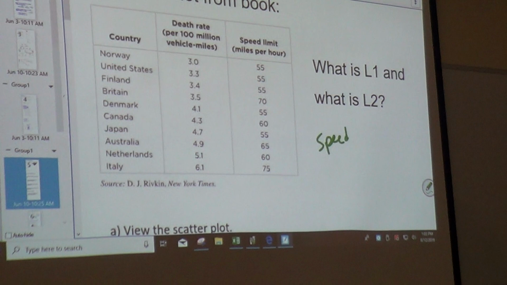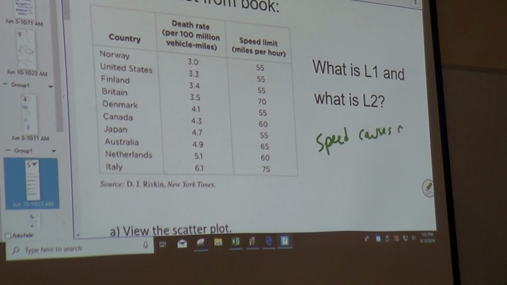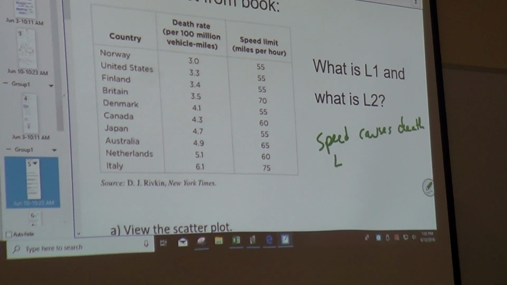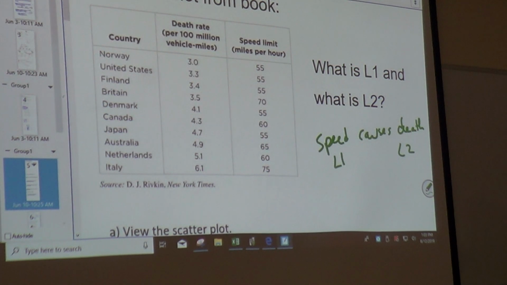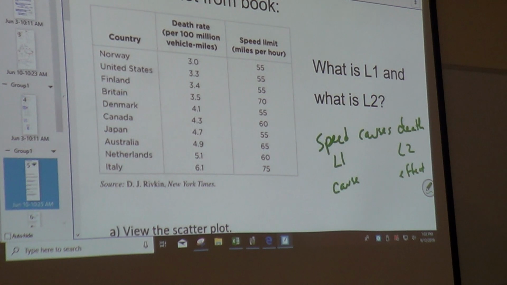Speed causes death, which means speed is going to be your L1, death is going to be your L2. Your L1 is always your cause. Your L2 is your effect. So it's not necessarily the way that it's written, so you've got to pay attention. Your speed is your L1, your death is your L2.